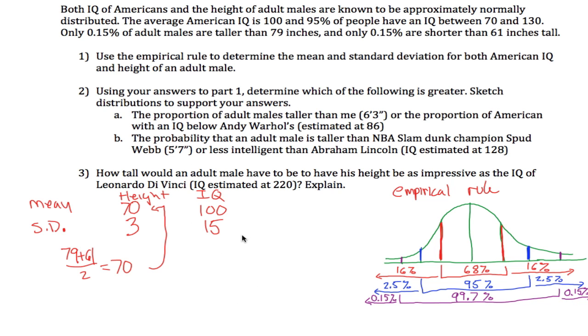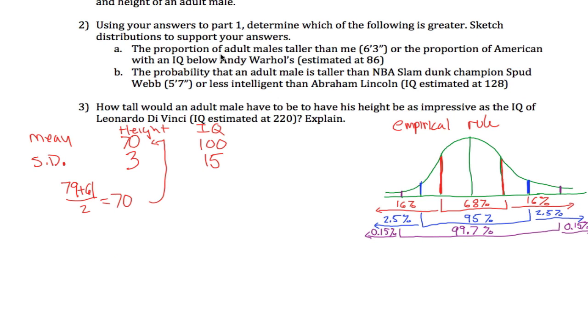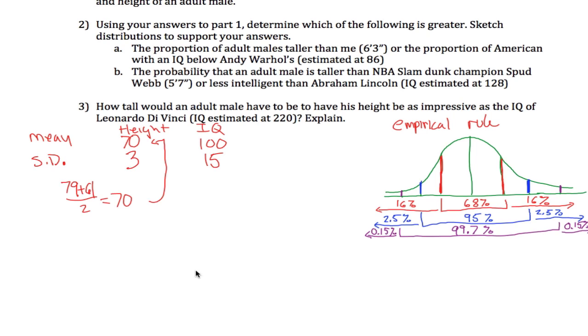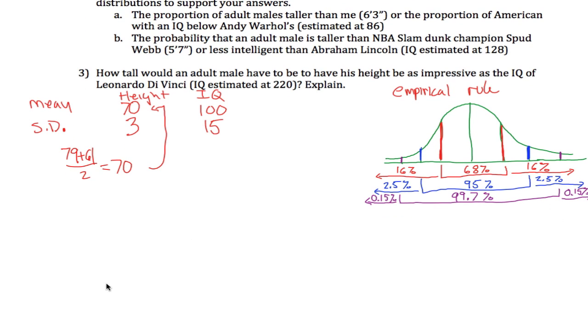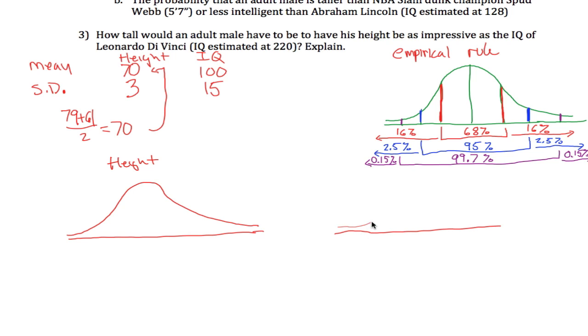And from this information, we can answer the rest of these questions. We want to talk about the proportion of adult males taller than 6'3". So maybe I'll start drawing some pictures here. Let's do this one for height. I'll try my best to draw a decent bell curve. Harder to do than it looks. It doesn't really look like the one I did up there when I had more time. Then I can do one for IQ, hopefully it's the same. Not too bad for IQ.